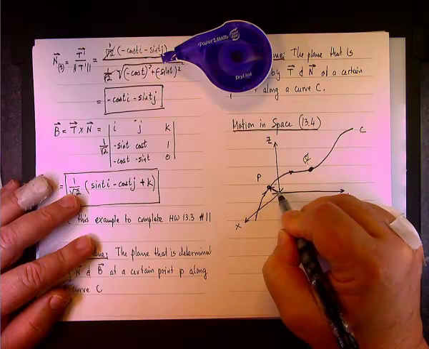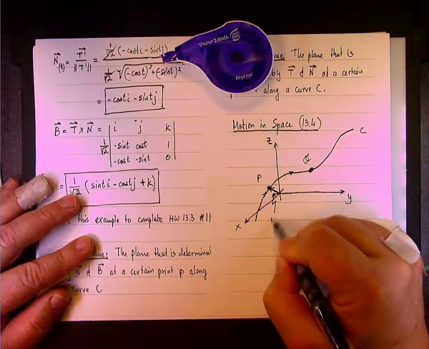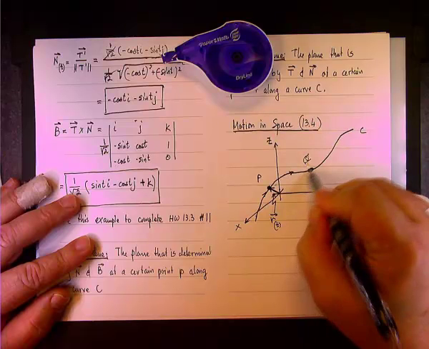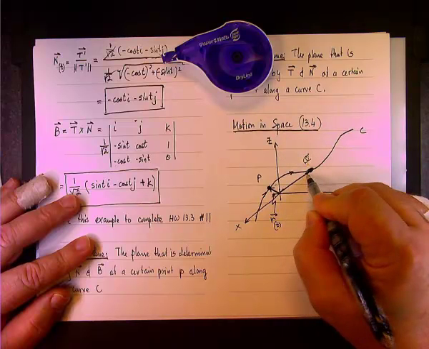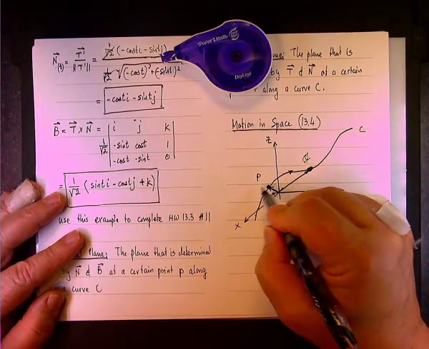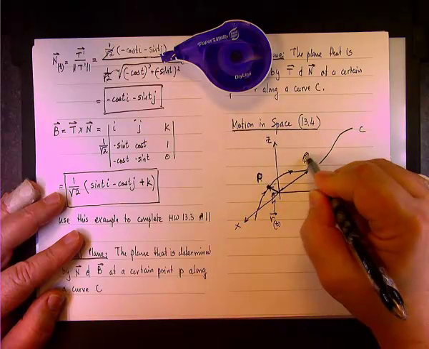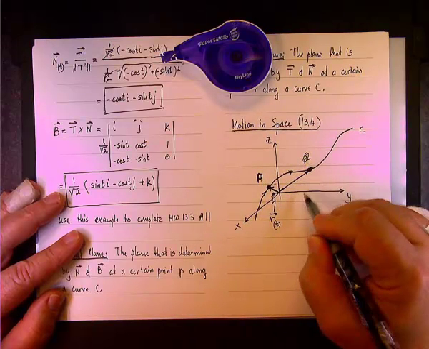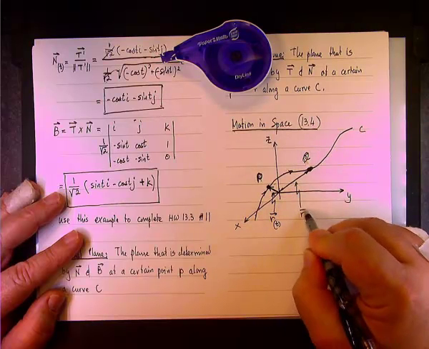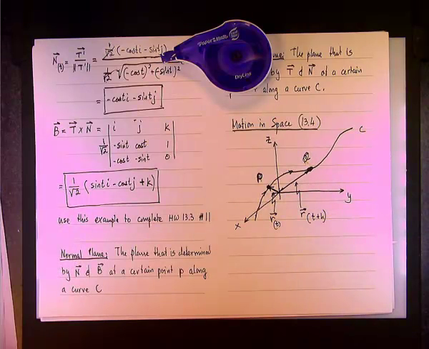And the position vector that is corresponding to the point P is r of t, and the position vector corresponding to the point Q, and there is a time difference. Okay, this is P at time t, and this is Q at the time t plus h. So the second position vector will be r of t plus h.